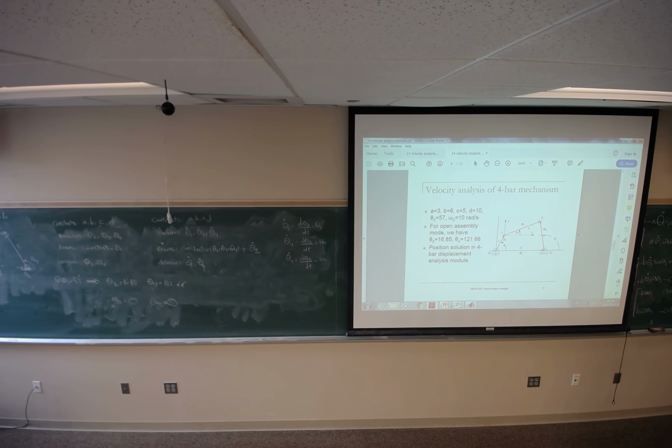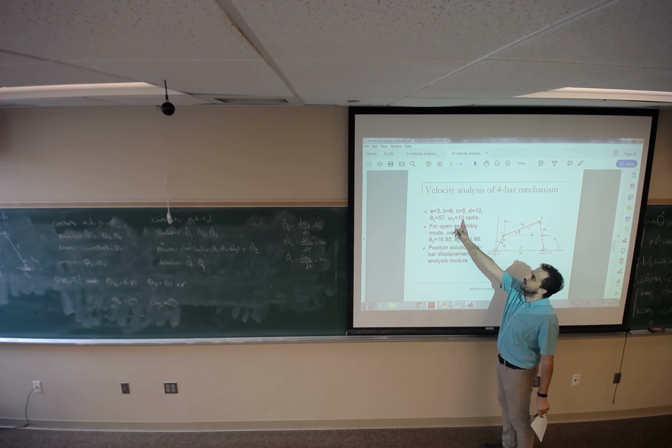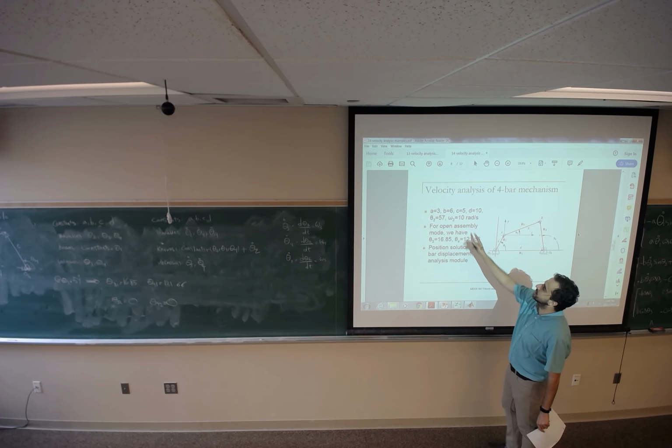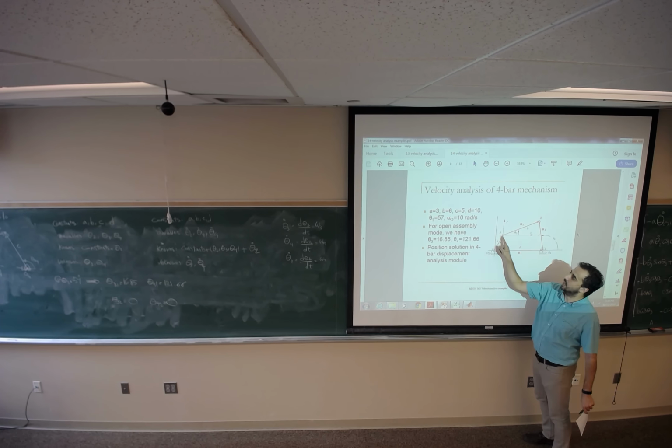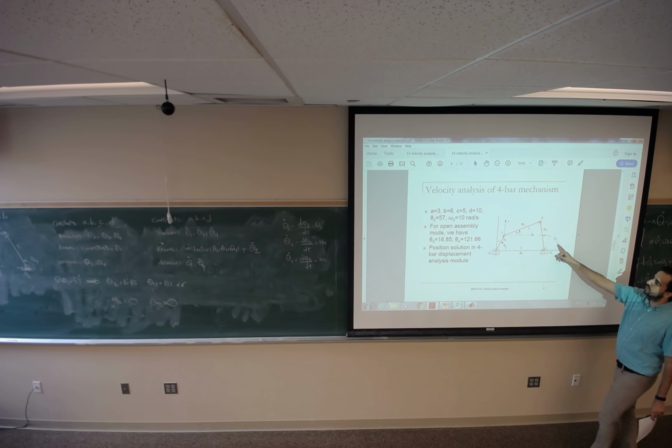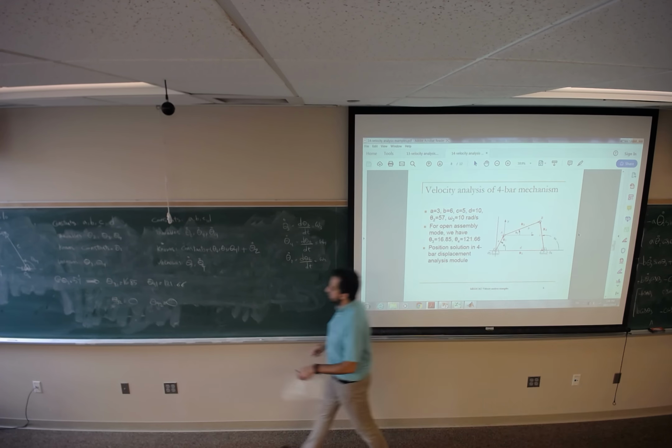Here I didn't say whether it's clockwise or counterclockwise. If I don't say, positive means counterclockwise. So this link at the angle of 57 is moving this way. When it's moving this way, we would like to find the angular speeds of theta 3 and theta 4.